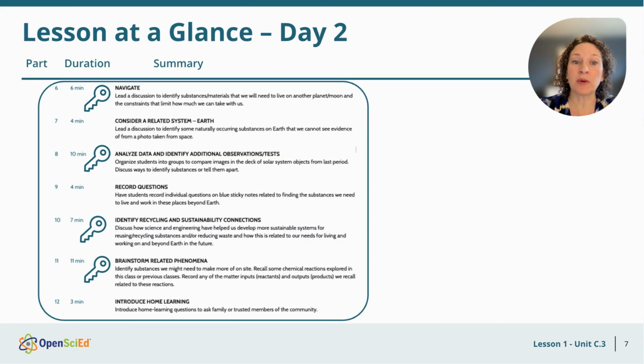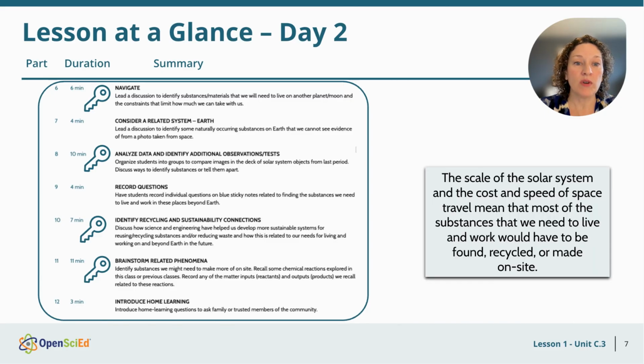In the second loop, we analyze that space mission deck again, and we discuss ways to tell the space objects apart. Then we discuss how science and engineering have helped us develop more sustainable systems for reusing and recycling substances or reducing waste, and how this is related to our needs for living and working on and beyond Earth in the future.